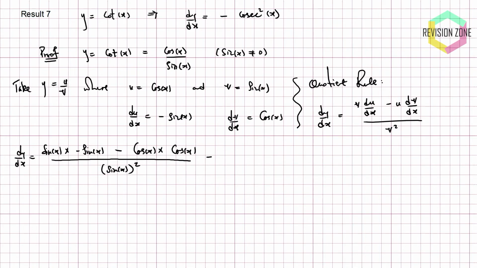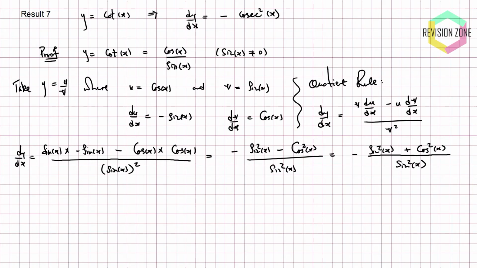Simplifying the numerator, I get minus sine squared x minus cos squared x, all over sine squared x, and I can take out a minus here. The numerator is just going to be 1 because sine squared plus cos squared equals 1. The denominator remains sine squared, which is another way of writing cosec squared. And the negative one at the front just comes along. So we've actually differentiated our function.